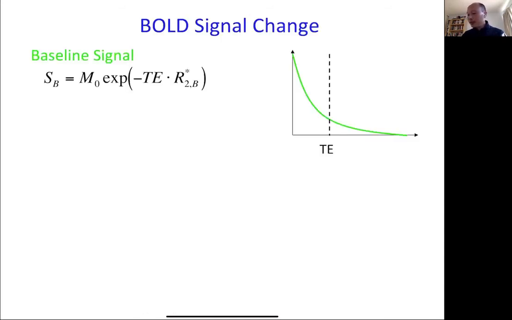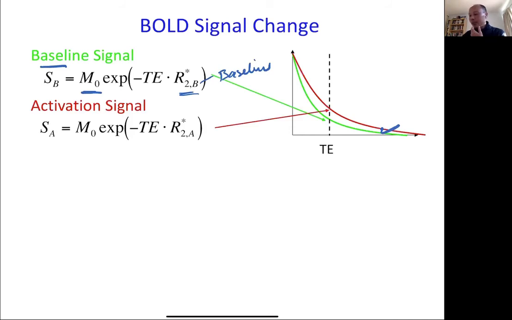So what is the BOLD signal change? The BOLD signal change is really due to changes in the R2 star. We typically have a baseline signal, which is some equilibrium magnetization times e to the minus TE times R2 star B, where B stands for baseline. So we're going to have some decay during the baseline. Then when the brain is active, we see the MR signal go up with activation. R2 star is going to decrease, and so the signal in the activation is going to decay much more slowly than it did during the baseline.